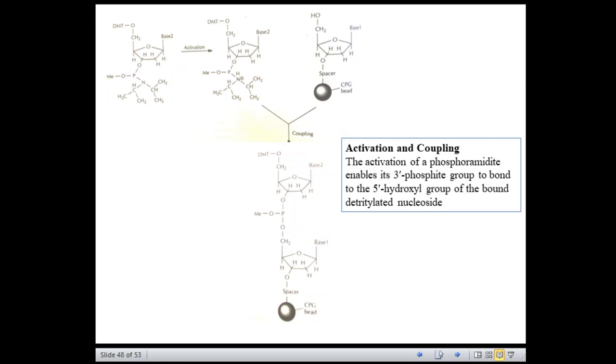So any unincorporated phosphoramidite and tetrazole are removed by flushing with argon. The tetrazole activates the phosphoramidite so that its 3' phosphite forms a covalent bond with the 5' hydroxyl group of the initial, that is, the first nucleoside. And any unincorporated phosphoramidite and tetrazole are removed by flushing with argon.